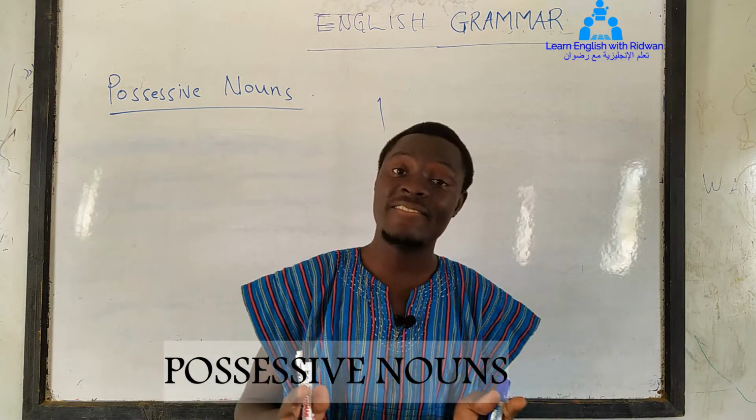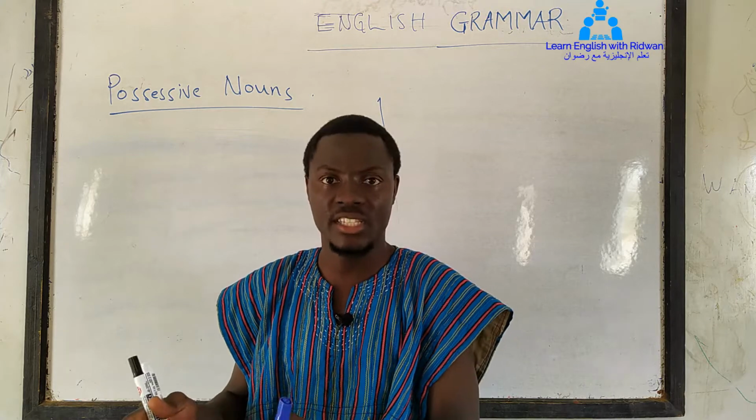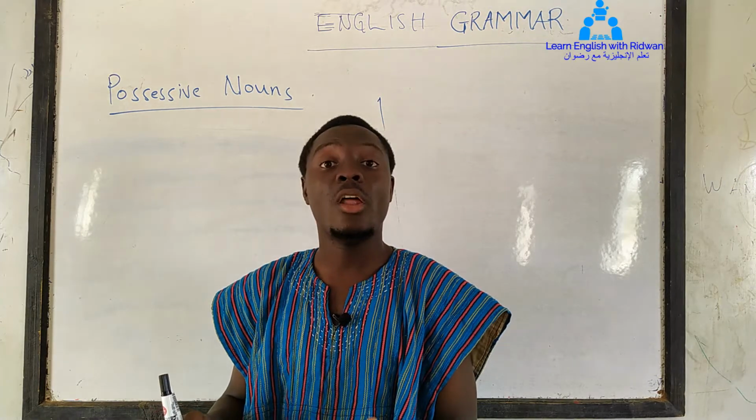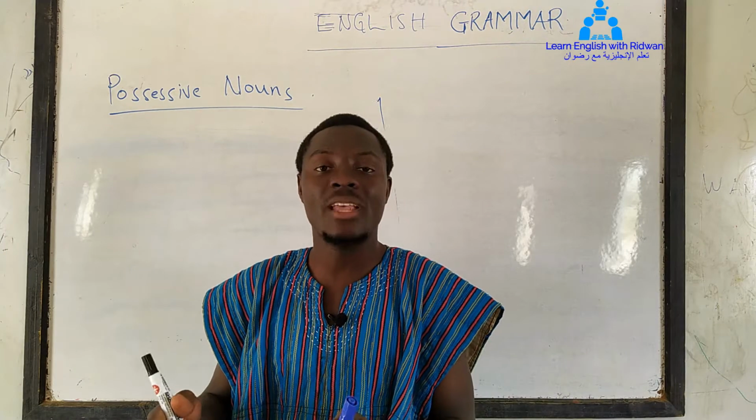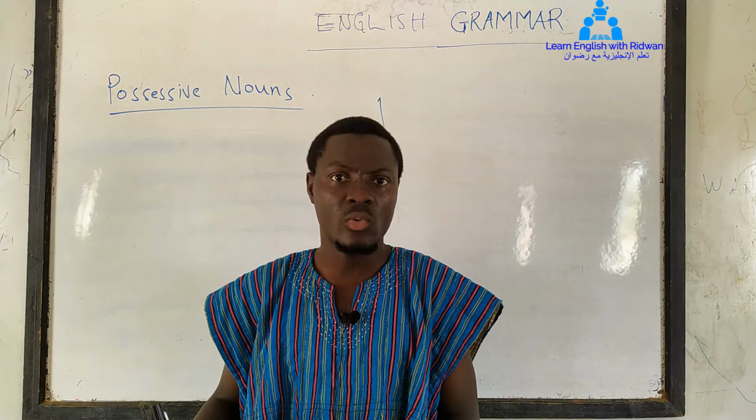Now, when we say possessive nouns, these are nouns that show ownership or possession. And all nouns that take the possessive form act as adjectives to modify another noun. What do I mean by what I'm saying?